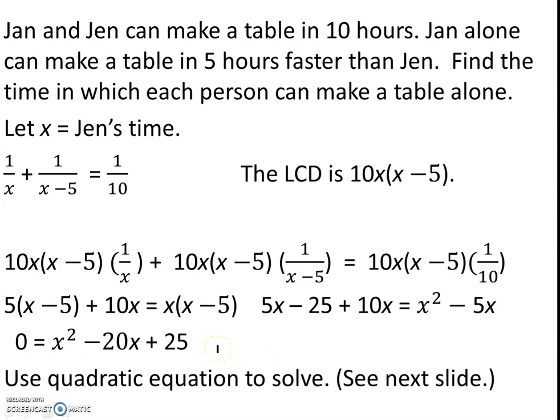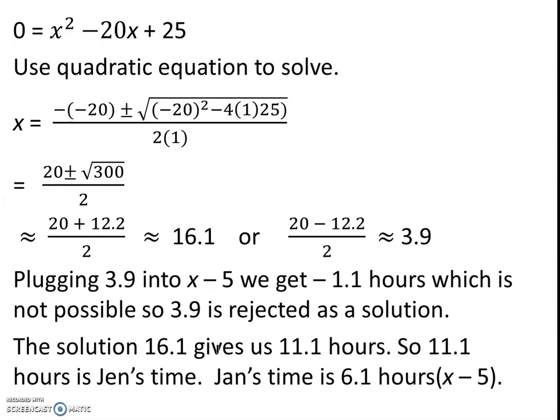So this problem is continued on into our next slide, and we're given that at the top of this slide, and we're going to use the quadratic equation to solve. Plugging that in and we do this math, we end up with 300. Continuing to simplify, we'll go 10 plus the square root of 300 divided by 2, and we end up with 16.1. Or 20 minus the square root of 300, which is 12.2, all divided by 2, we find that is 3.9.